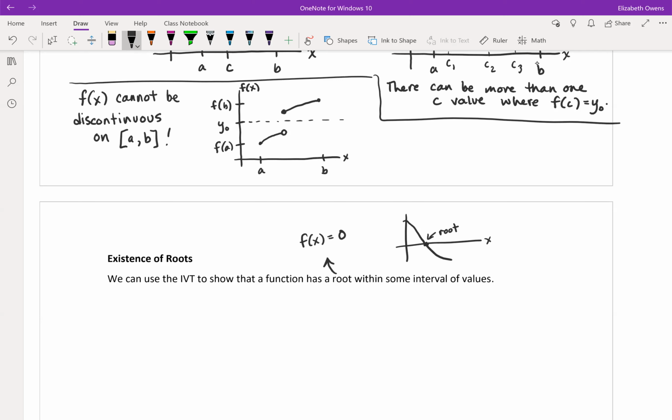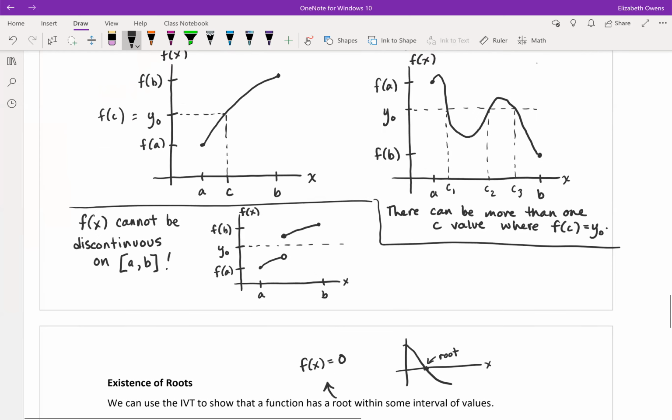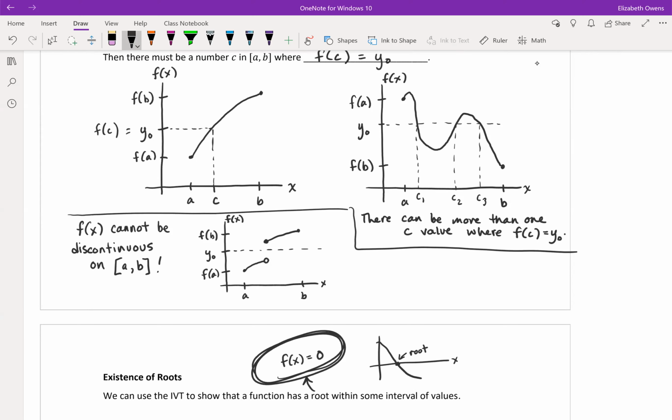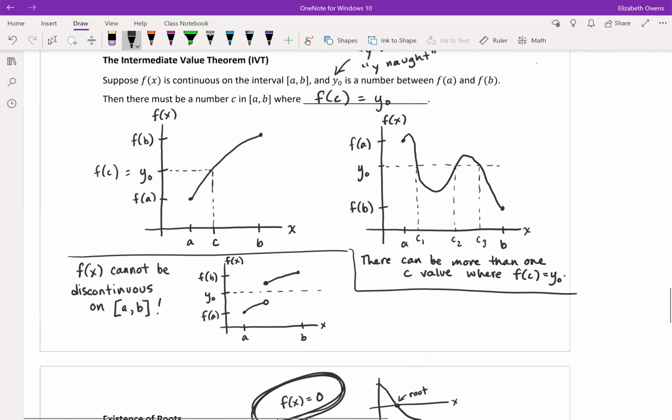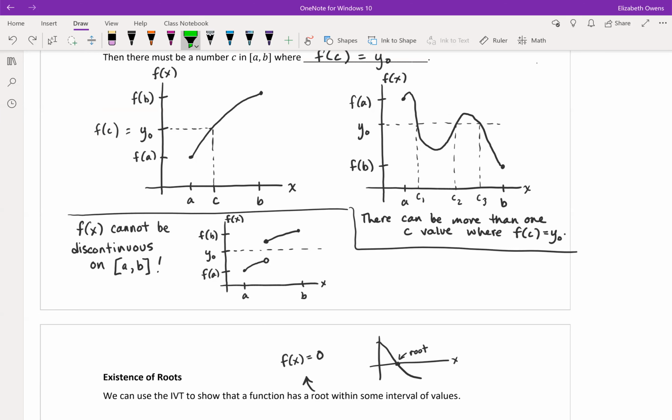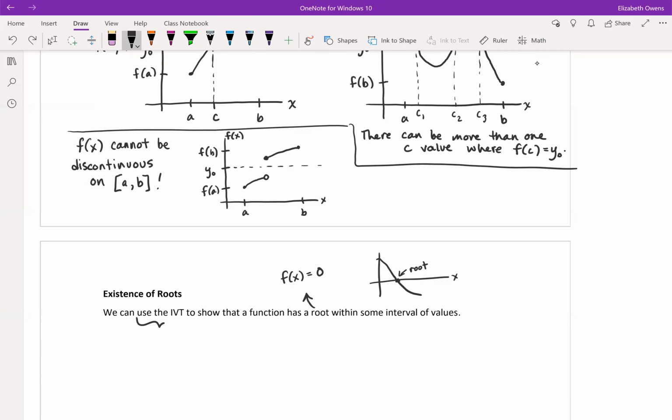So how does this tie into our intermediate value theorem? Well, it turns out that we can use the intermediate value theorem and just say that the particular y value that we care about is going to be 0. So we are going to be trying to show that there's a number c in some interval where f of c equals 0 for our y naught value. And that's the tie-in there. So use the IVT with y naught equals 0.